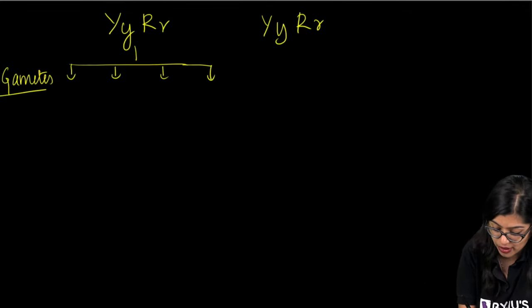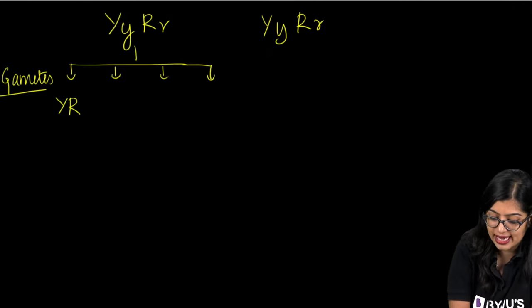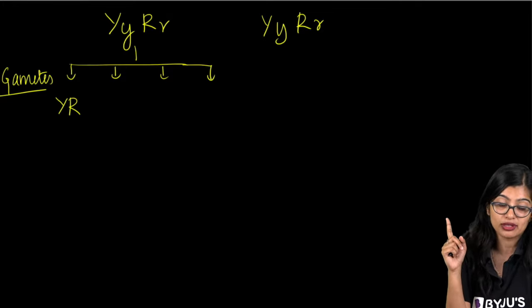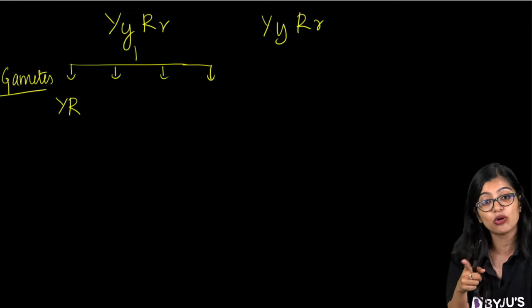Okay. I need you all to give me the gametes. One of you has told me, ma'am, one is this. Okay. Yes. Y and R. What else? I need all the four. I have put four for you as a prompt, right? So what are all the different ones that you need to take as gametes? First, you do it and then I will do it.